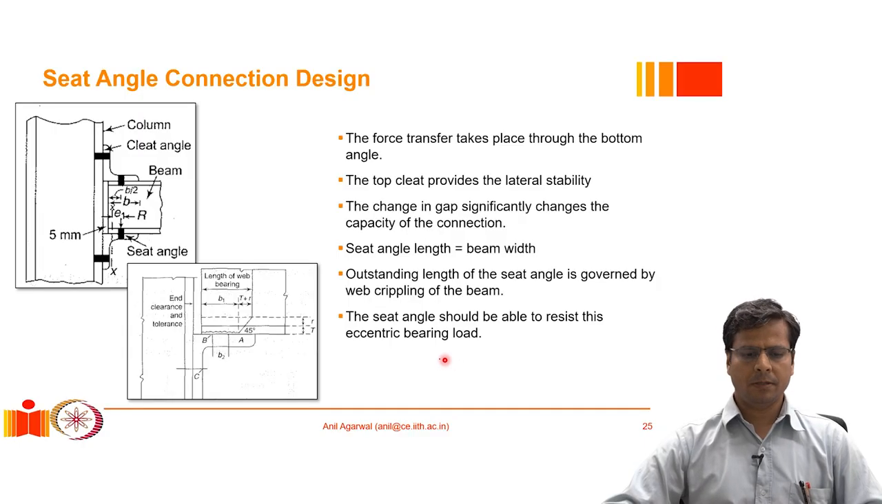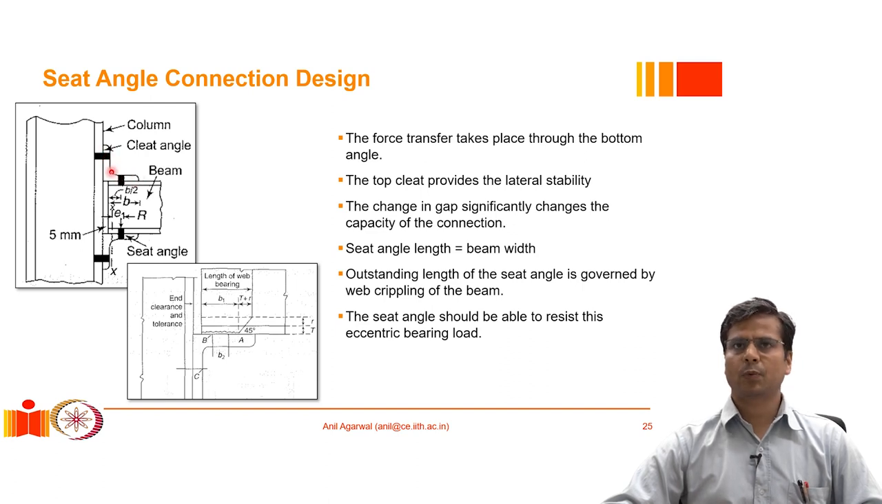So we have just seen how to design a double angle connection, including the effect of eccentricities. Right. Now, let's also do one example wherein we will solve a simple connection which uses a seat angle. As we had discussed before, in a seat angle type of connection, the angle that is provided at the top is often known as top angle or cleat angle.